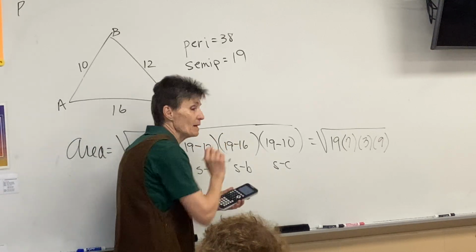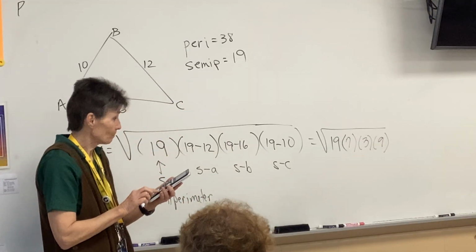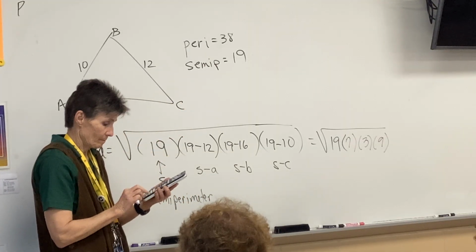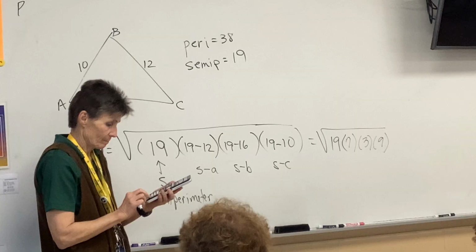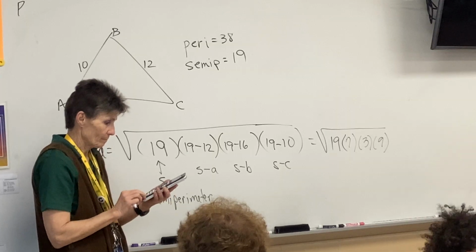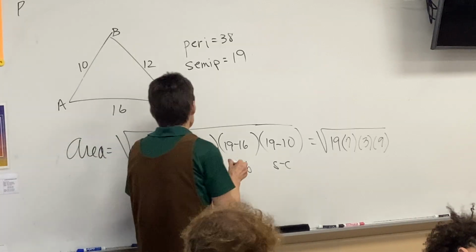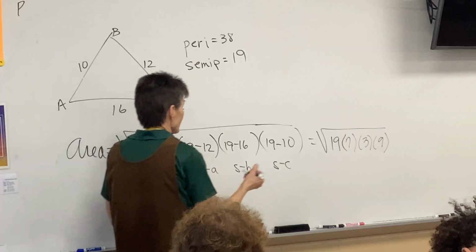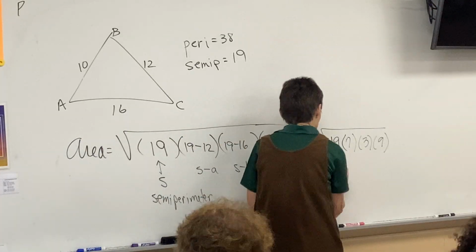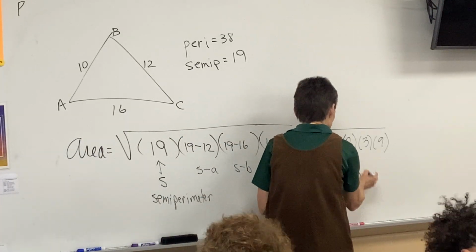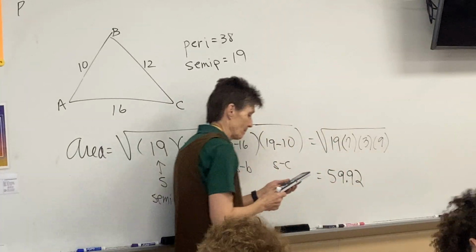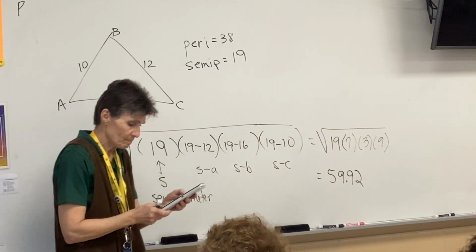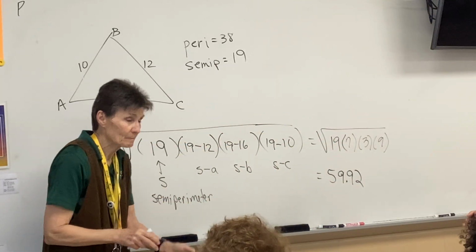And then I just type that in on my calculator. And the area of this triangle is 59.92. Okay, type that in, make sure that's what you get.